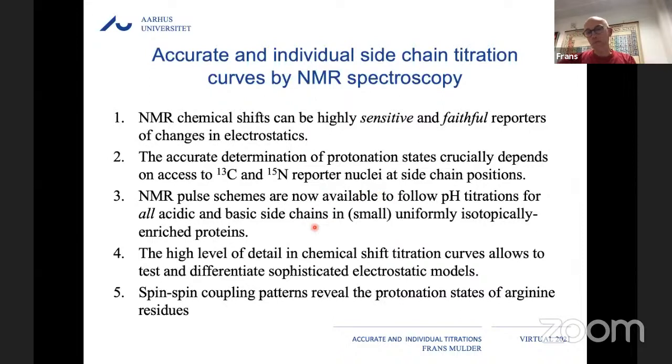And we think that the examples that we have shown, and that many others have by now demonstrated, and I'm sure that also Junji Iwahara will show us some very nice results in a few weeks, really allow us to differentiate between sophisticated or more sophisticated electrostatic models than just the Henderson-Hasselbalch equation, and really allow us to sense the pKa constants of proteins in solution and provide in that way also good benchmarks for computational methods. And then finally, spin-spin coupling patterns allow us also to determine protonation states in the absence of an actual titration.